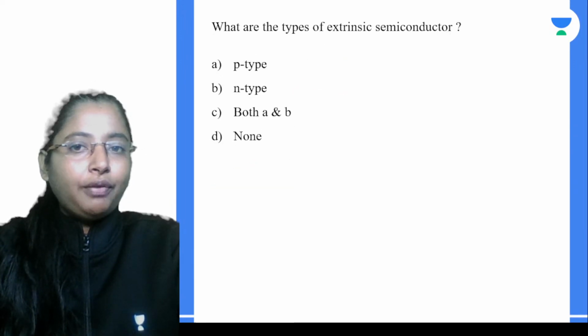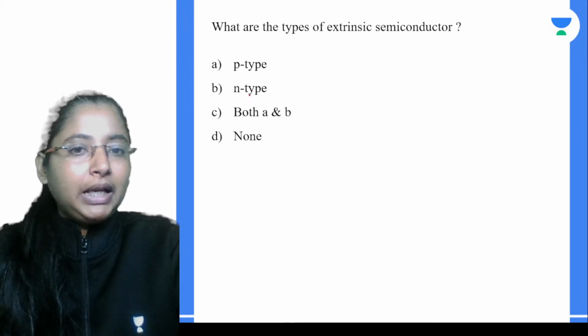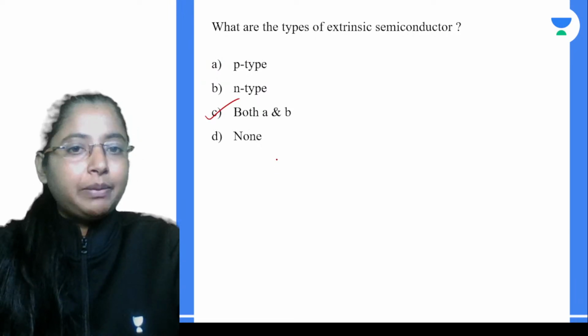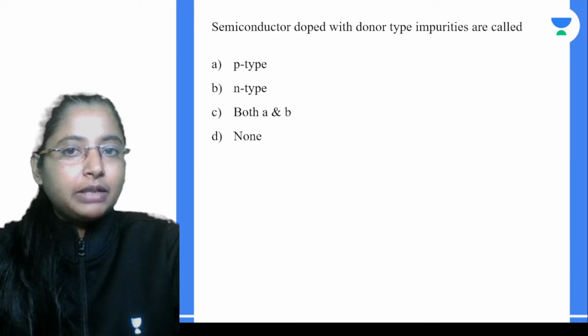What are the types of extrinsic semiconductors? P-type and N-type, both A and B. These are the 2 types of extrinsic semiconductors.